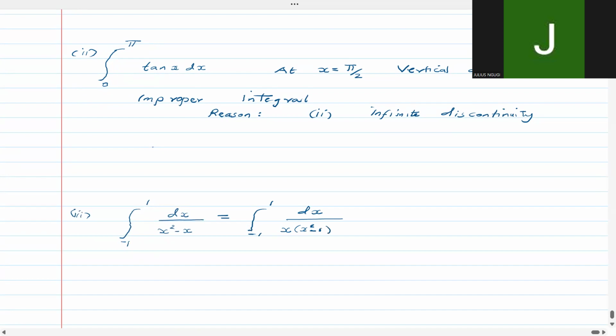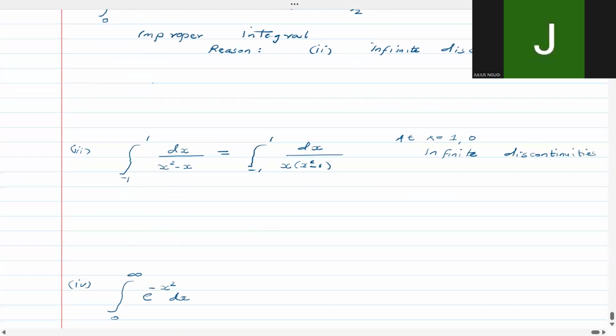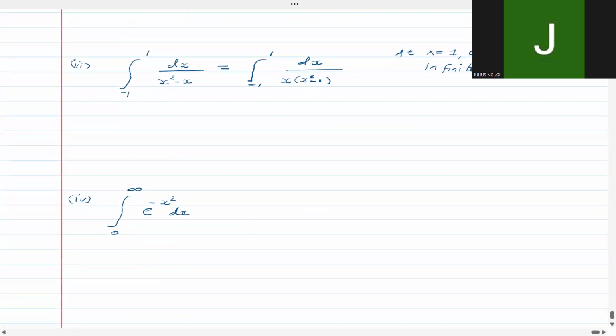And then we find that this function is not continuous at some points here, because at x equals 1, if you check at x equals 1, this function will break, and also at x equals 0. So this function, again, has infinite discontinuities. The last one, we can see that it has an infinite interval. So again, it's improper.